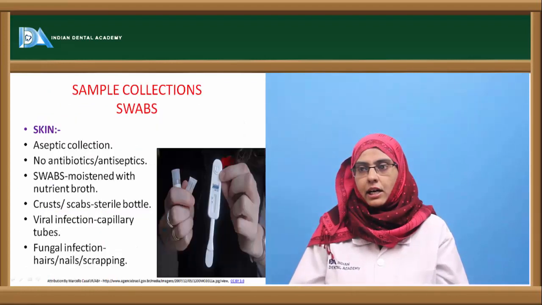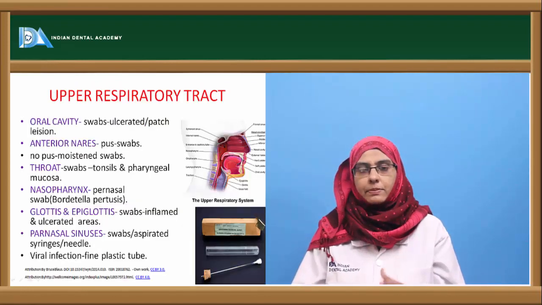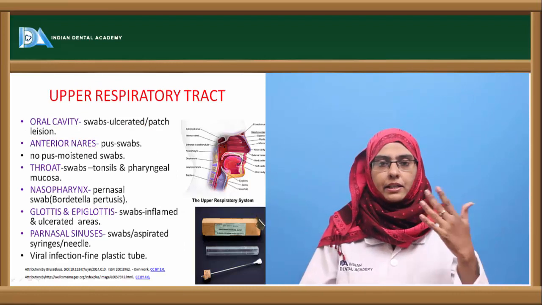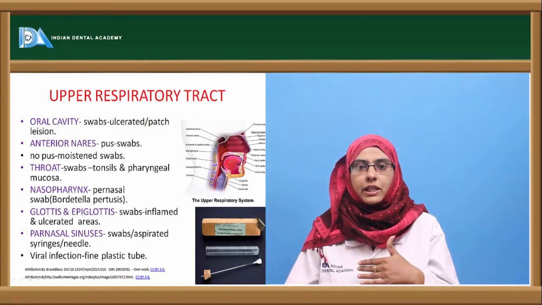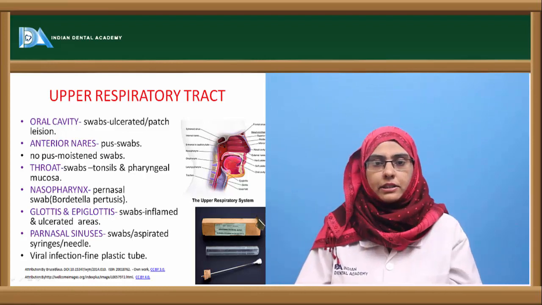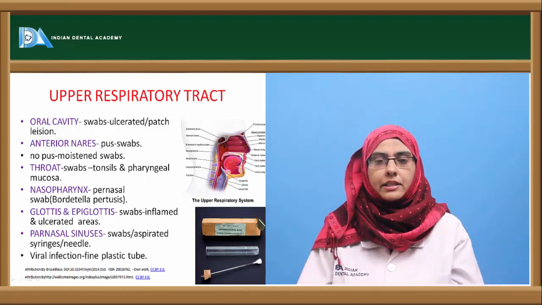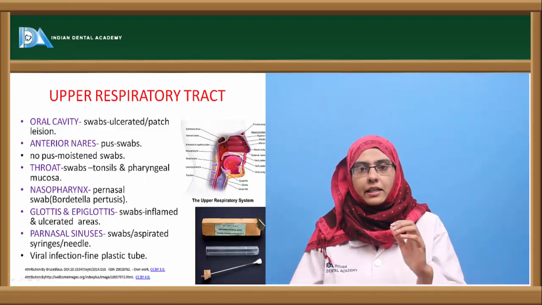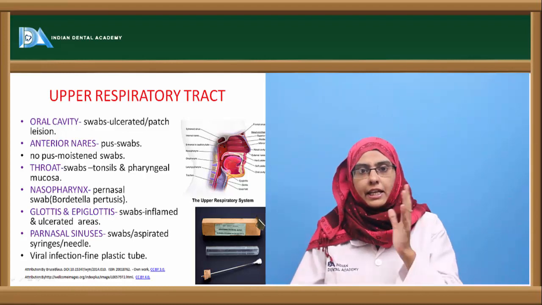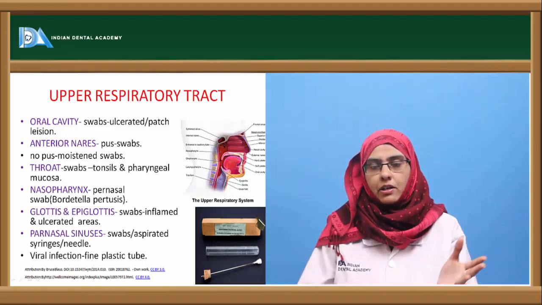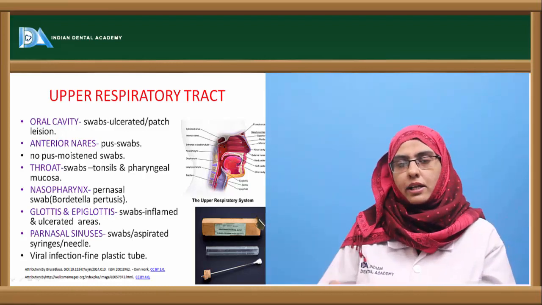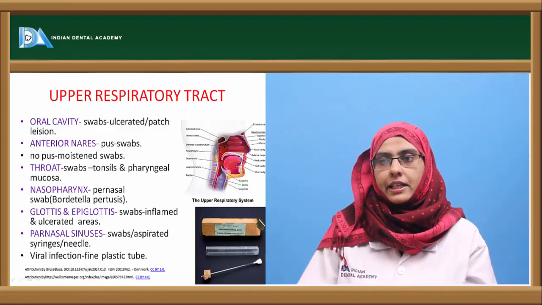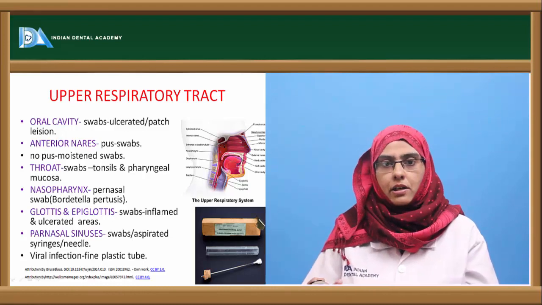Now coming to the upper respiratory tract. The respiratory tract can be divided into the upper and the lower respiratory tract. Each of these parts is usually attacked by different types of microorganisms. Usually in the upper respiratory tract, it is the aerobic microorganisms, and people usually suffer from aerobic types of infections. The parts present in the upper respiratory tract are the oral cavity, anterior nares, and then the pernasal region.